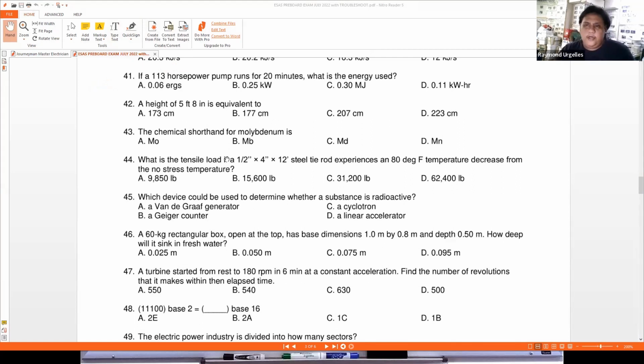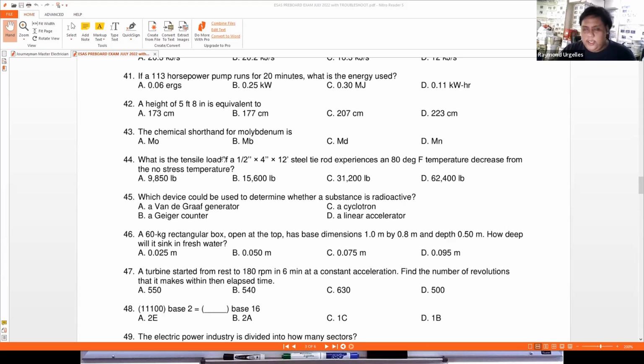Okay? So maranasan nyo na dito sa pre-board yung sakit ng ulo pagdating sa board exam. Para pagdating ng board exam, di na kayo magugulat sa mga ganitong uri ng tanong, mga troubleshooting. So laktawan nyo lang, tapos balikan nyo na lang, kasi mahaba naman yung time sa ESAS.